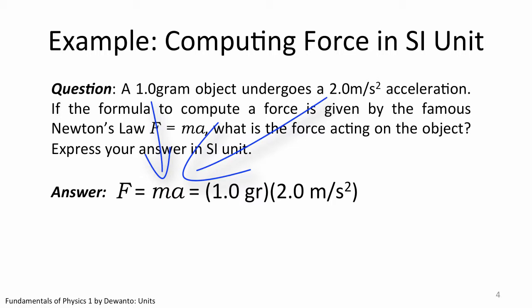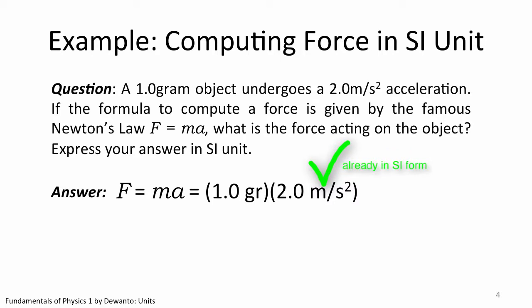Now let's scrutinize these quantities further. Meter and second are base units. Refer to the table from the previous slide if you forget. Hence acceleration, which is 2 meter per second square, is already presented in SI form. The mass given here, however, is in gram. Gram is of course a valid unit for mass, however it is not the base unit.